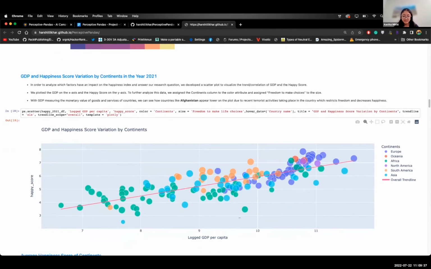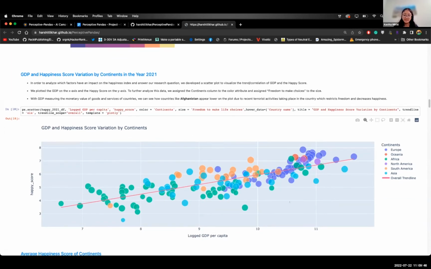Moving on, we also developed a scatter plot to visualize the trend and correlation of GDP and happy score. We can see countries like Afghanistan appear lower on the plot due to recent terrorist activities which take place in the country, which restricts freedom and happiness.